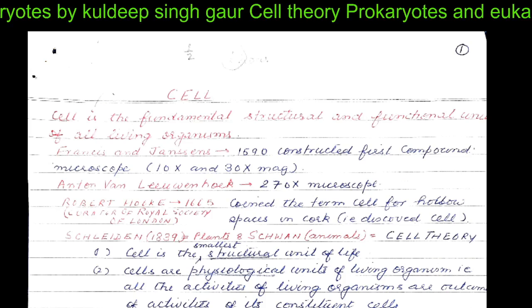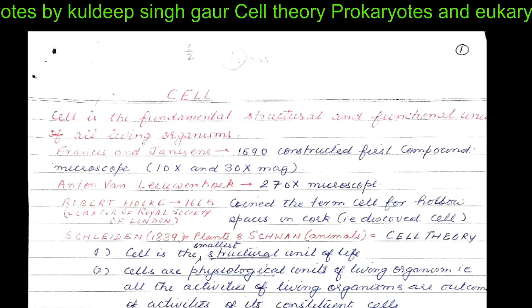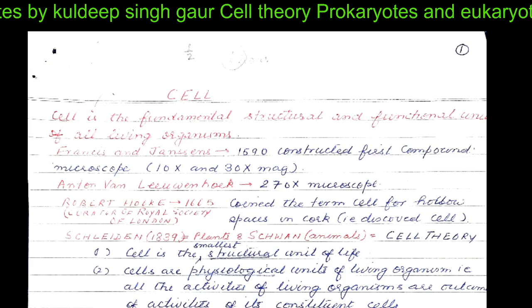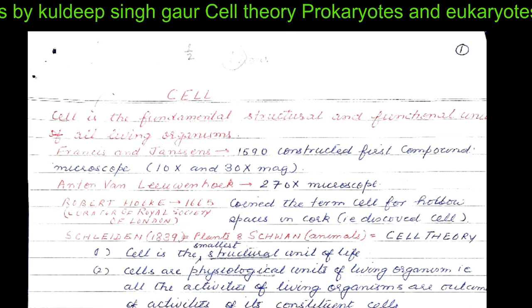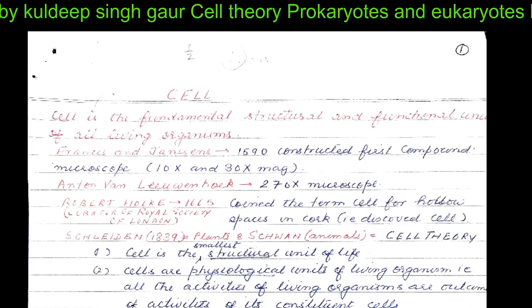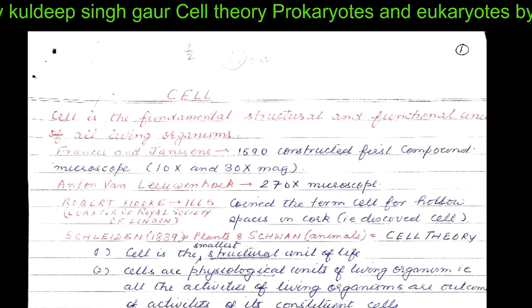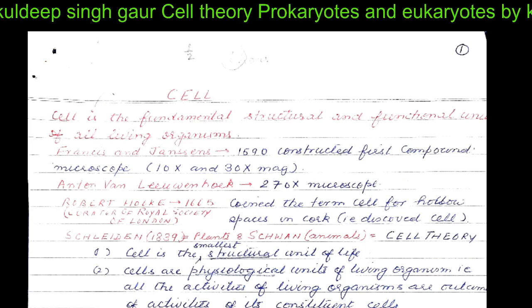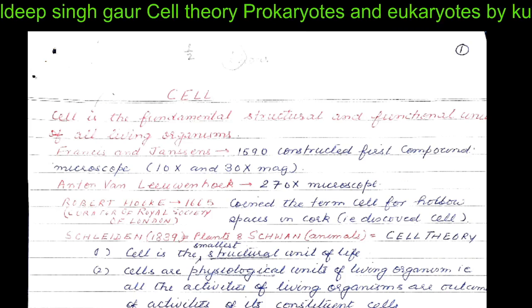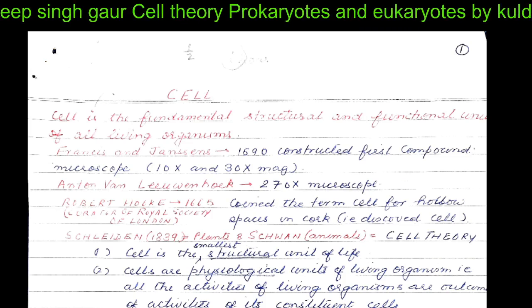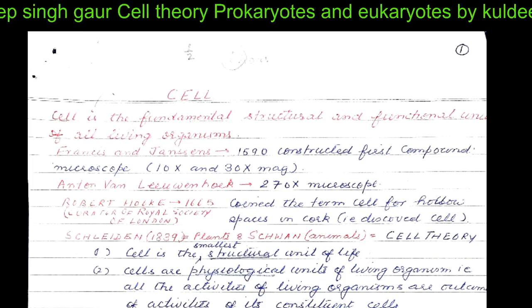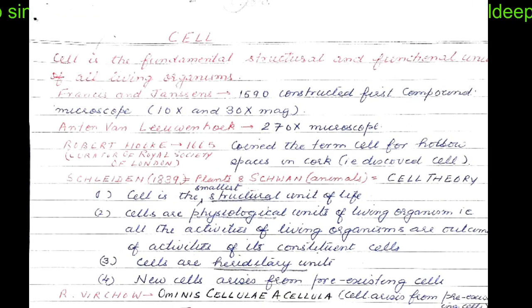Francis and Jensen in 1519 invented the first compound microscope which could magnify the substance placed underneath it 300 times. Anton van Leeuwenhoek also invented a microscope which could magnify around 270 times.